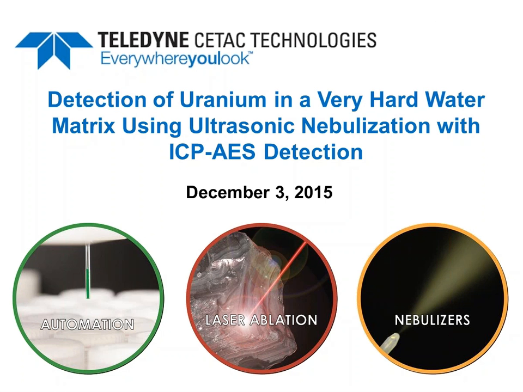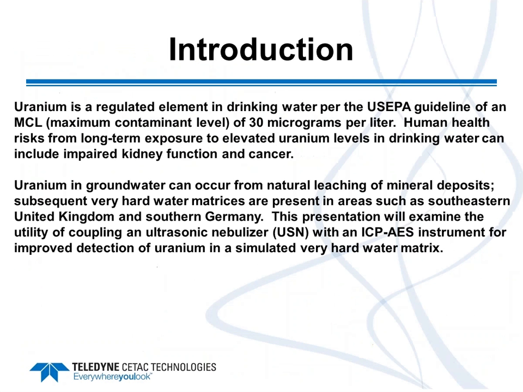This webinar is covering a particular application that came our way, and that's the detection of uranium in a very hard water matrix using ICP-AES detection. Uranium is a regulated element in drinking water around the world, and per the USEPA guideline, the MCL, or the maximum contaminant level, is 30 micrograms per liter.